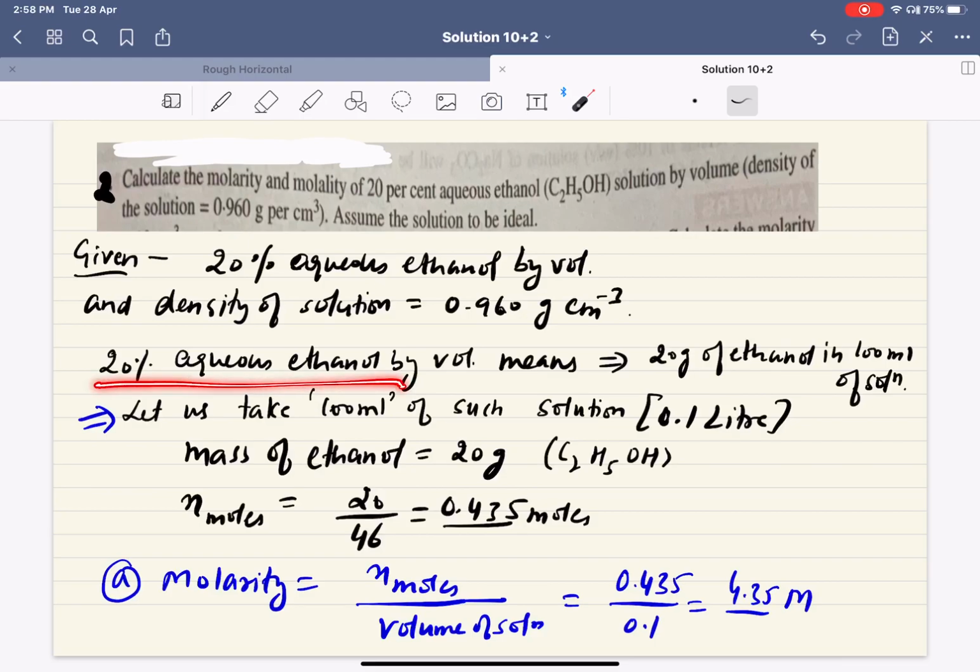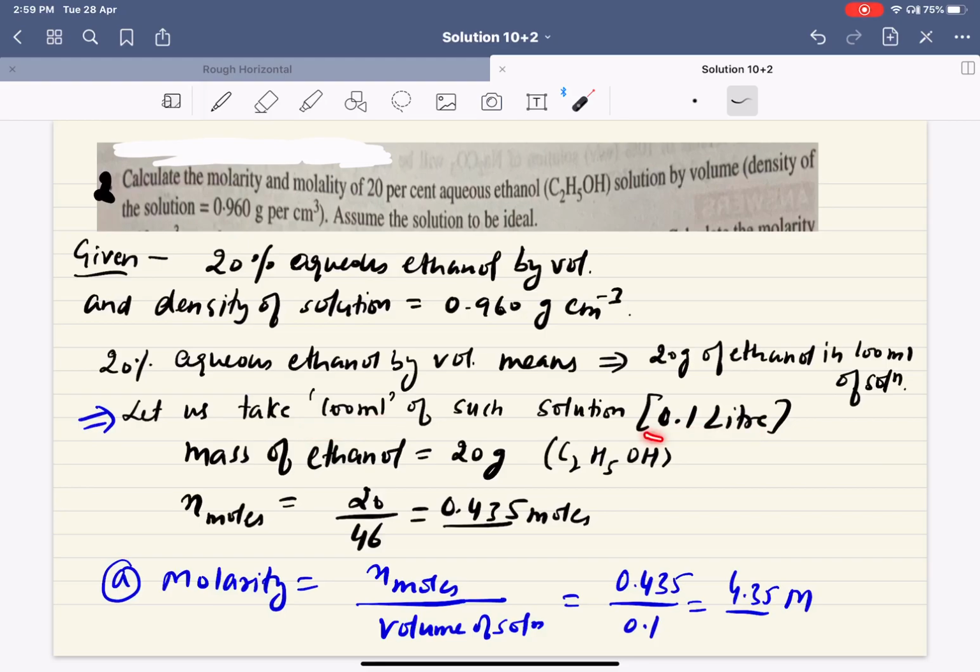20% aqueous ethanol by volume means that 20 gram of ethanol is there in 100 ml of solution, means 100 ml of solution will have 20 gram of ethanol in it. Okay, so let us take 100 ml of solution, and we are analyzing that. 100 ml of solution means 0.1 liter of solution.